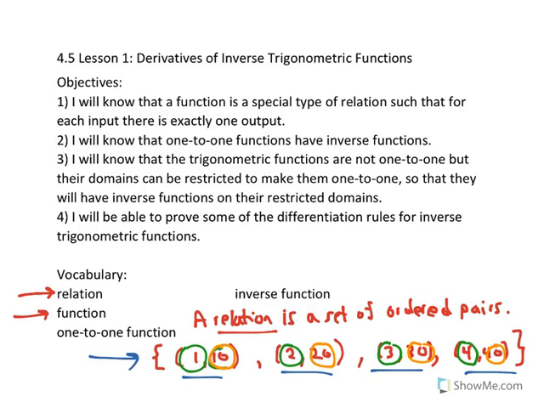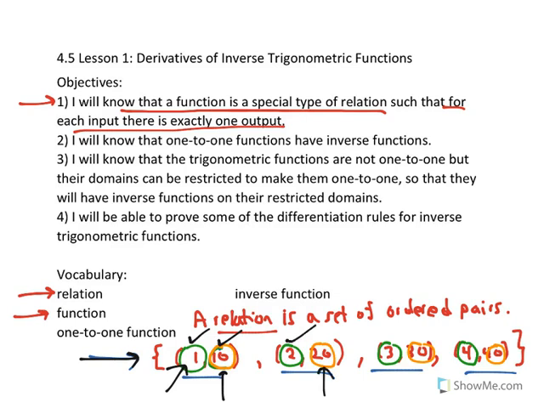What is a function? Objective 1. You will know that a function is a special type of relation such that for each input there is exactly one output. So for the example that I have here, this is a relation because it is a set of ordered pairs, and it is also a function because for each input there's exactly one output. So when the input is 1, there's no other output except for 10. When the input is 2, there's no other output except for 20. When the input is 3, there's no other output except for 30. A function is a special type of relation such that for each input there's exactly one output.